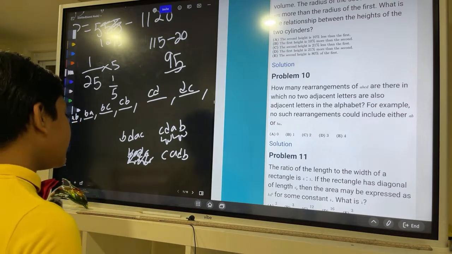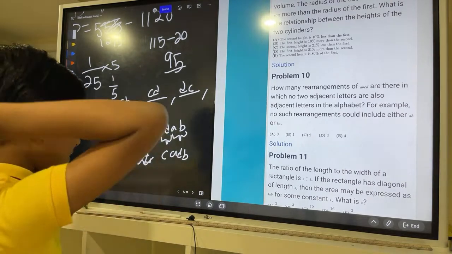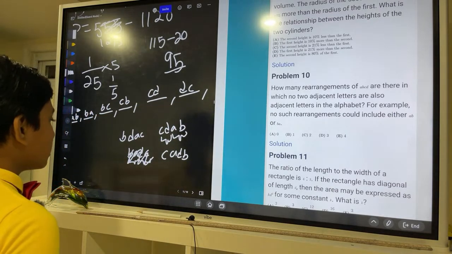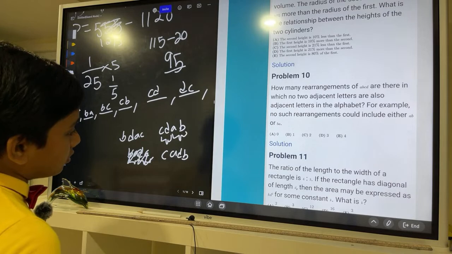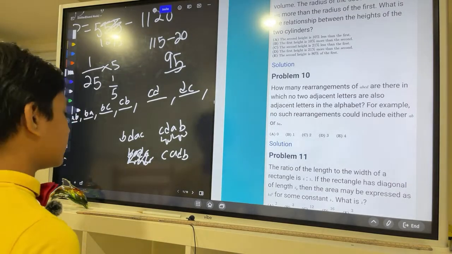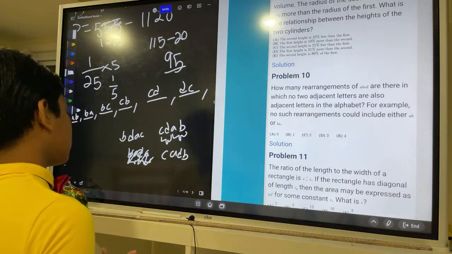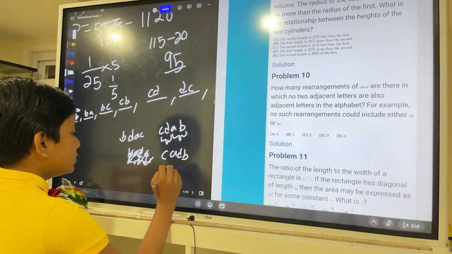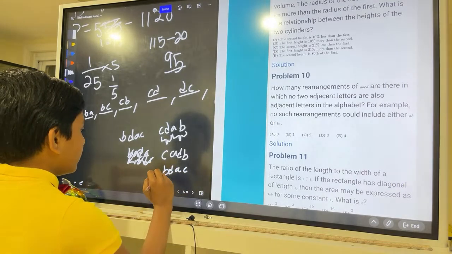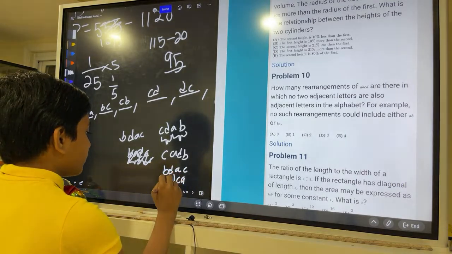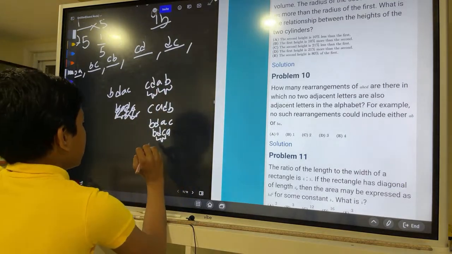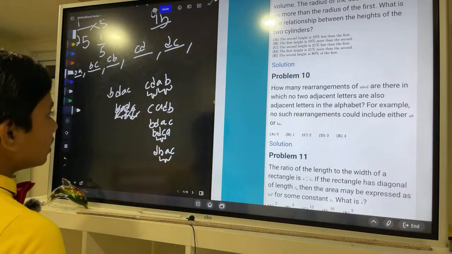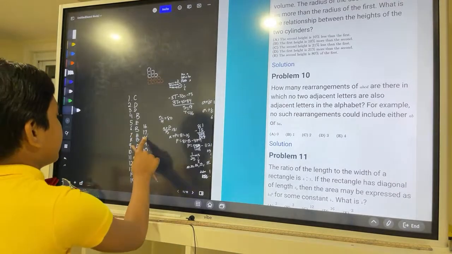B is next to both A and C, so the only one it can be next to is D. And C is next to D and B, so the only one it can be next to is A. And then if we try rearranging these two chunks like this, we get some problems in the middle. So there are only two ways, I think.